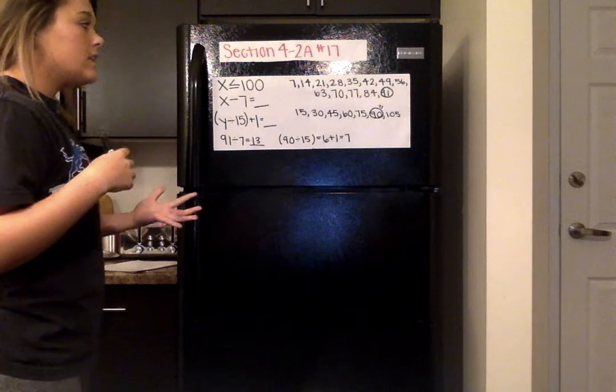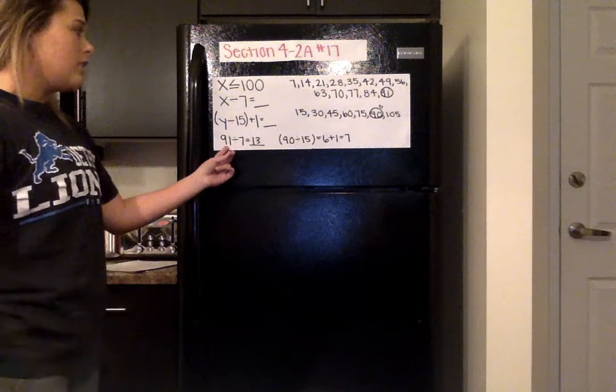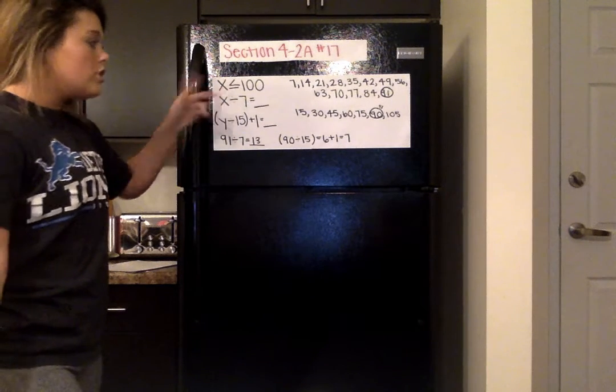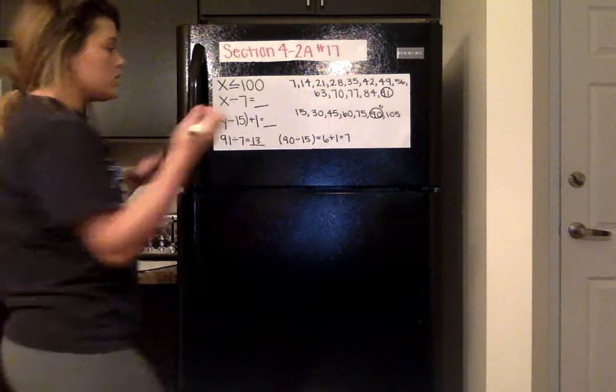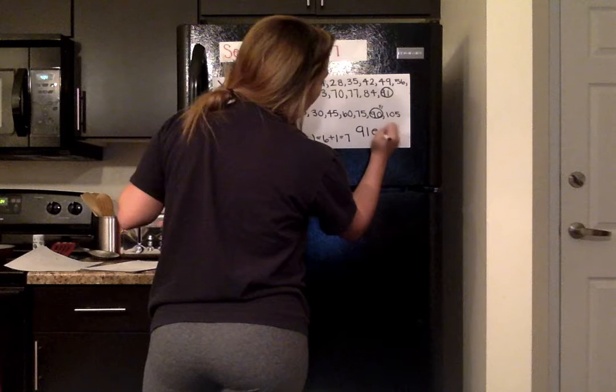So lastly, one last thing that we can check to see is, is 91 less than or equal to 100? And it is less than 100, so we are good to go. So our correct answer today is 91 eggs in the basket.